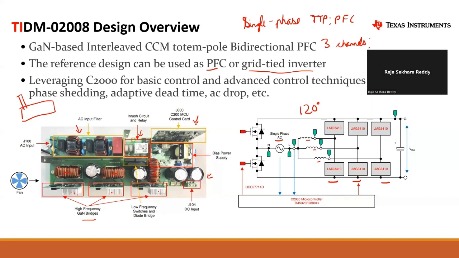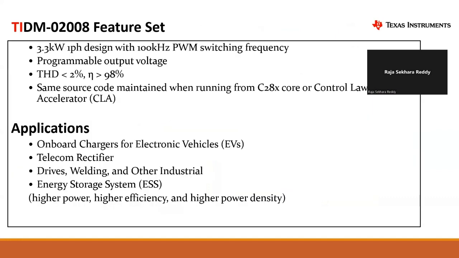It is a 3.3 kilowatt design, such high power is possible. It has high efficiency, and this can be used for electric vehicles, for telecom rectifiers, and for energy storage systems, etc. Why? It has high efficiency, and it also is bidirectional. This is one of the main reasons why it is so popular. It is bidirectional.